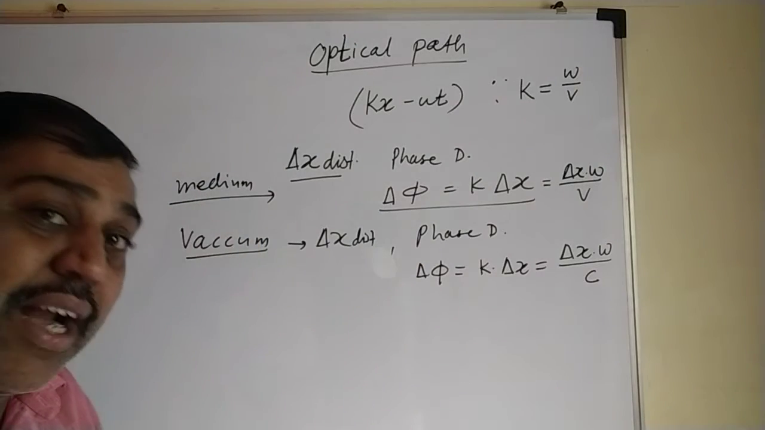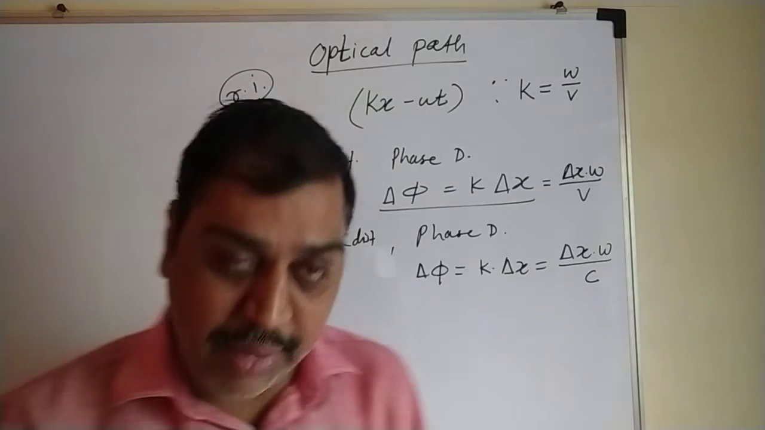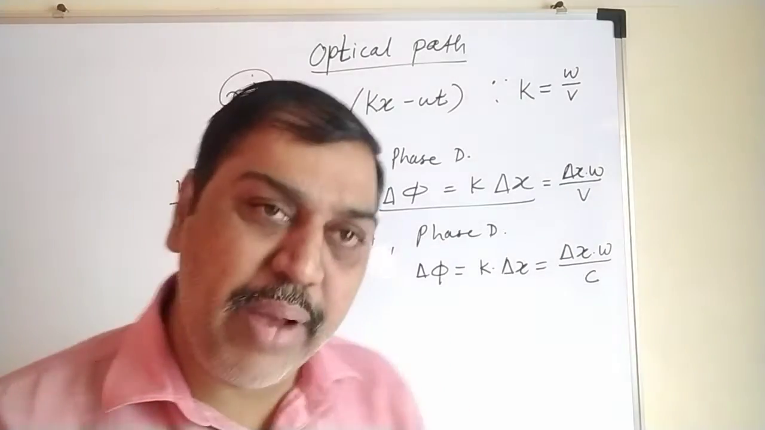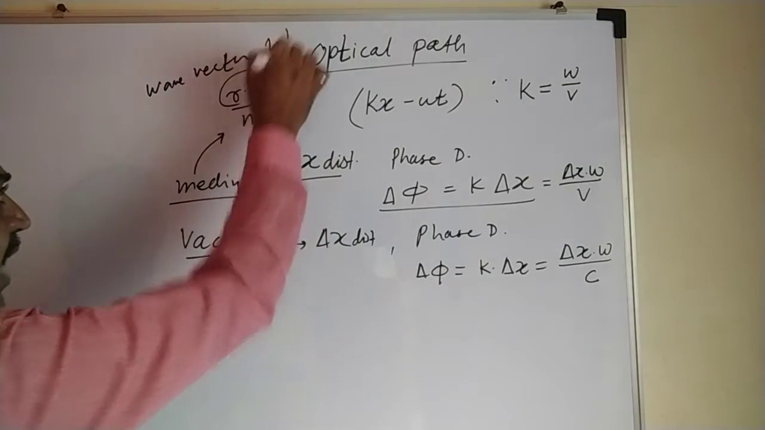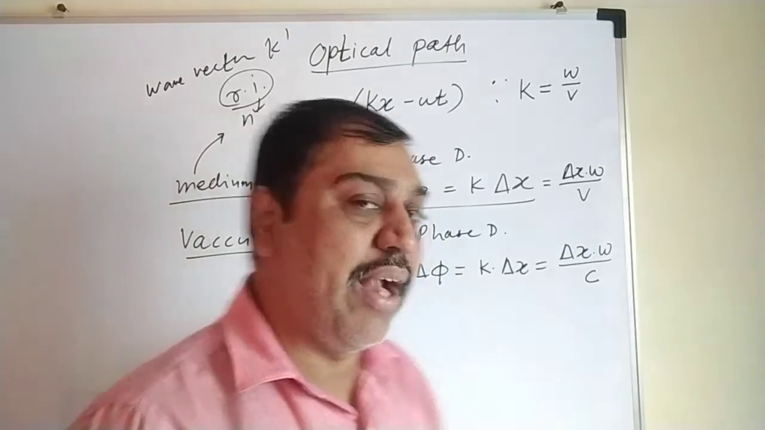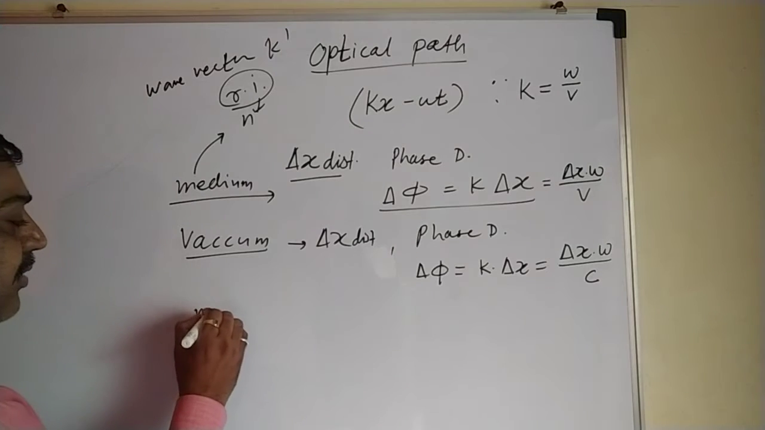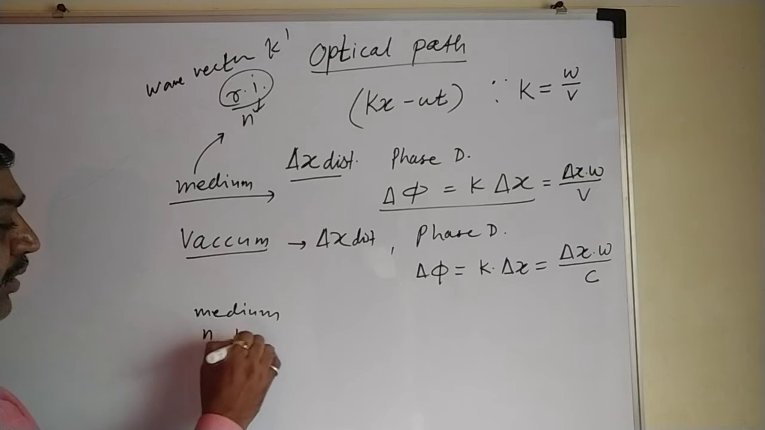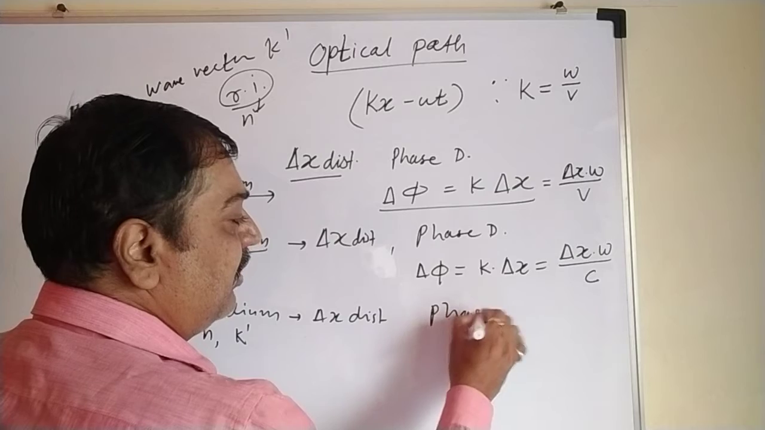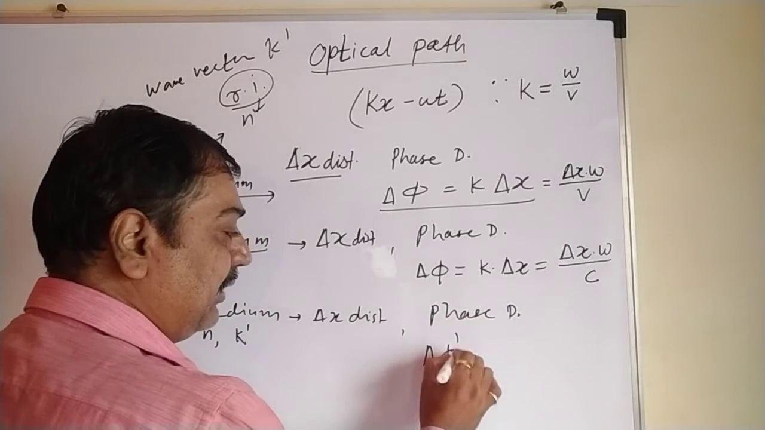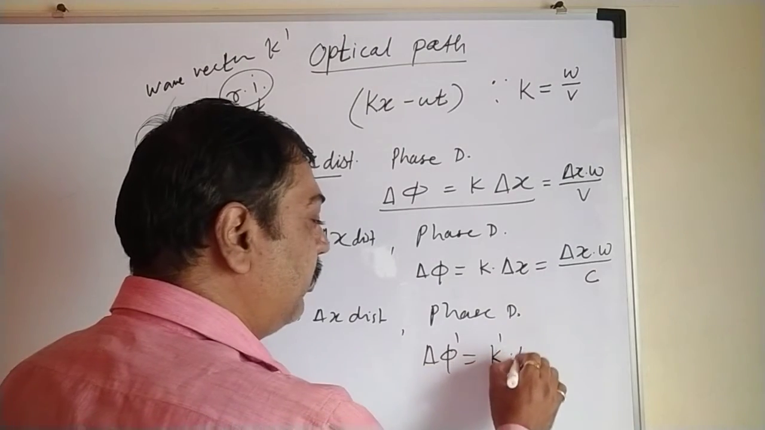Suppose a medium has refractive index n, and the light wave is traveling in that medium. The wave vector for that medium, which up till now we assumed as k, is here k dash. If the wave travels a distance delta x in the medium of refractive index n with wave vector k dash, we have to calculate the phase difference delta phi dash, which equals k dash into delta x.